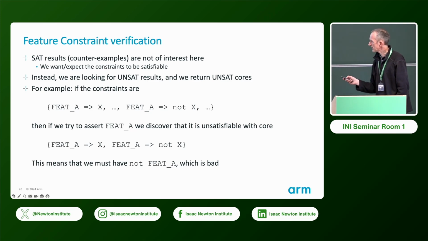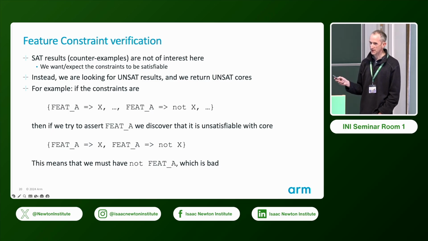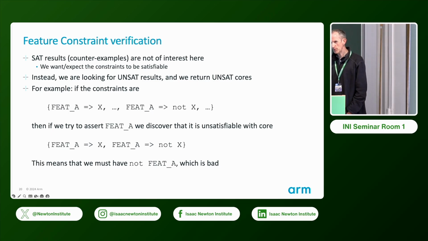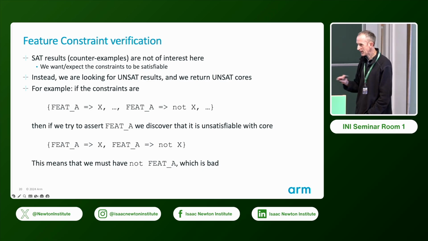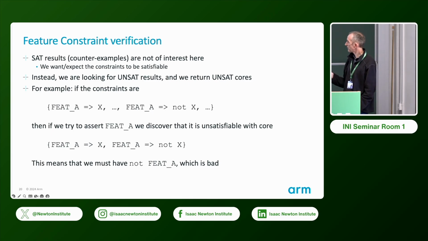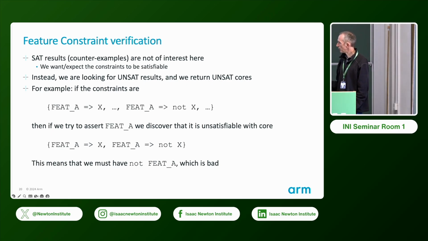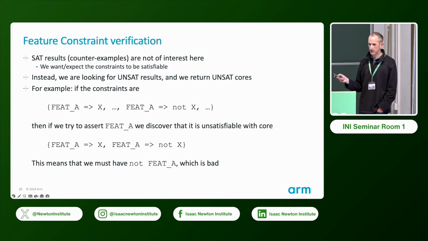This slide is about the fact that we're mostly interested in unsat here. We want these constraints to be satisfiable. Normally you use SAT as a way of getting a counterexample, but we're not interested in counterexamples. What we're interested in is essentially failed proofs, so we want unsat cores. If feature A implies something and feature A implies that that's not true, we know that we can't have feature A, which is bad. But what we want to know is what are all of the constraints which mean that we can't have feature A? So we're minimizing the set of all constraints down to those that are problematic.